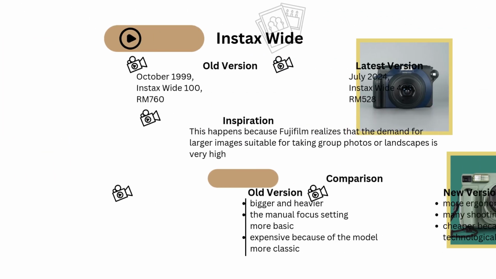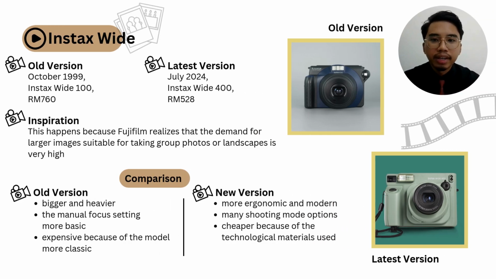So let's go to the next one. If you can see on the slide, this is Instax Wide. Let's go to the old version. Fujifilm built the camera in October 1999, and the name is Instax Wide 100, and the price is 760. For the latest version, Fujifilm built it in July 2024. The name is Instax Wide 400 and the price is cheaper than the old version. The price is 528.